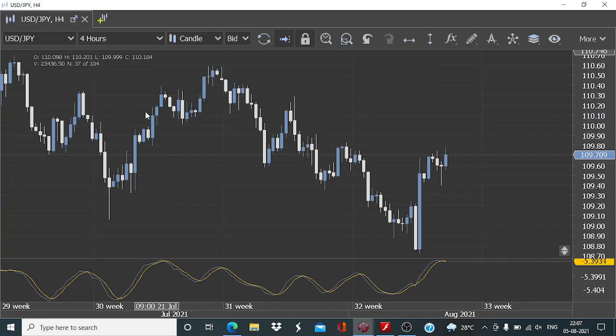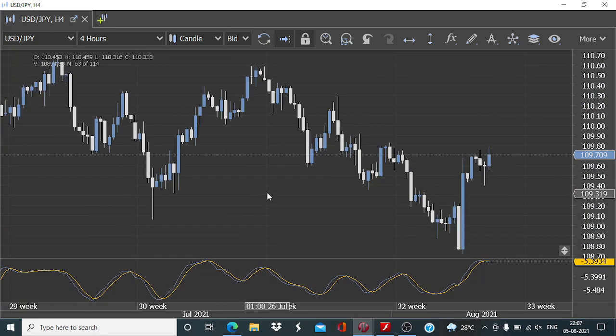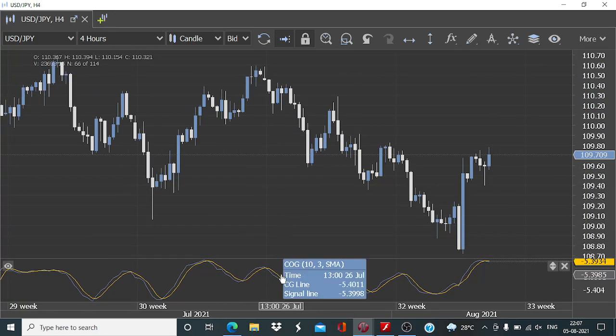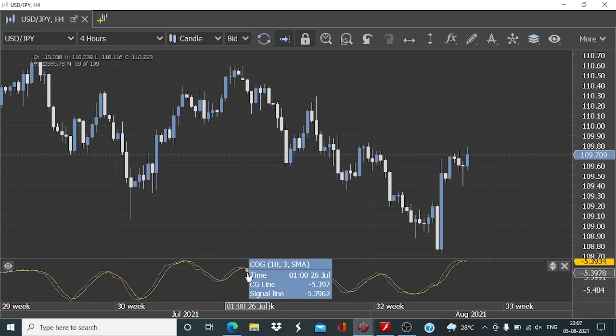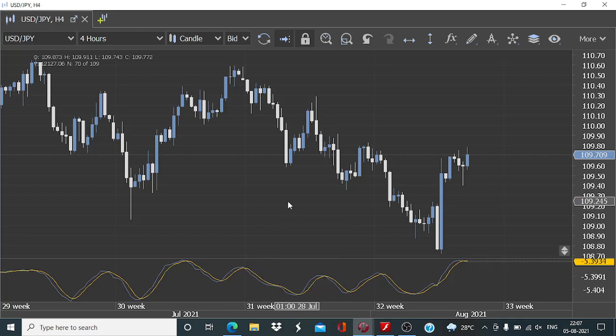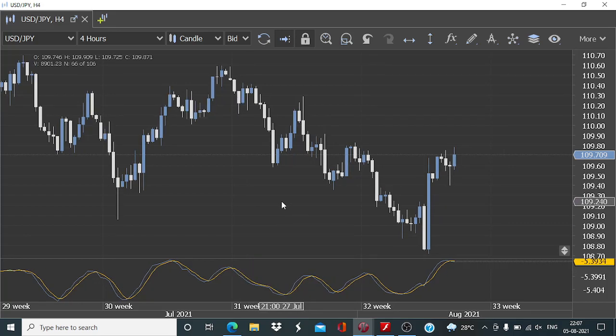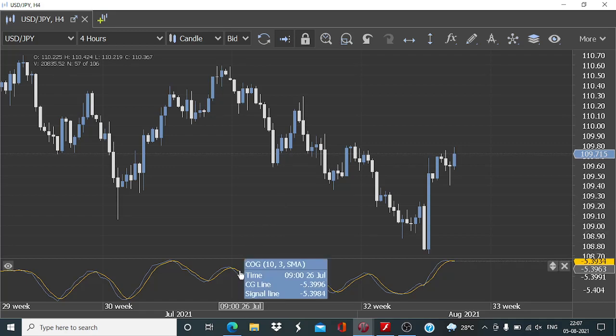and for making the entries at opportune moments, we are going to rely on this 4 hourly setup. Here we will need a fresh crossover to have happened recently, and by recently I mean the last 4 hourly candle should be the first in which the crossover has taken place.